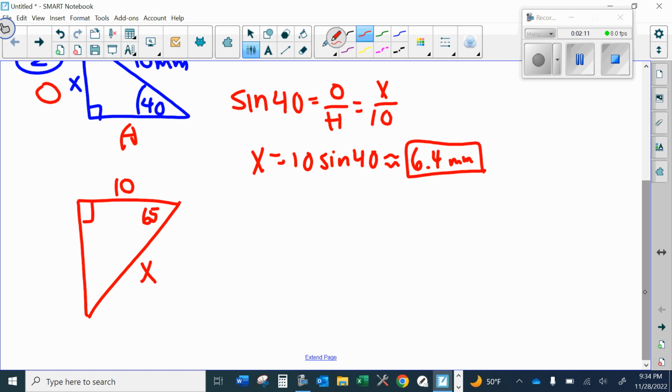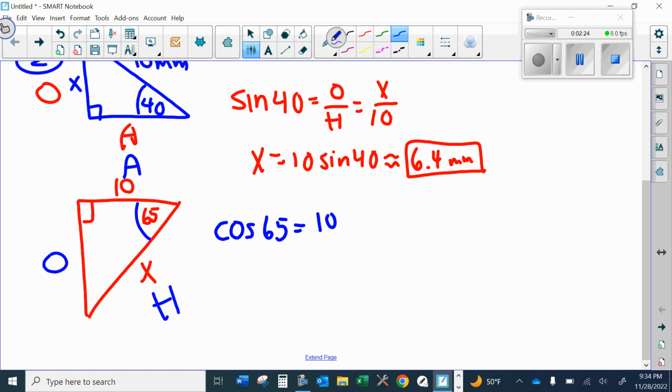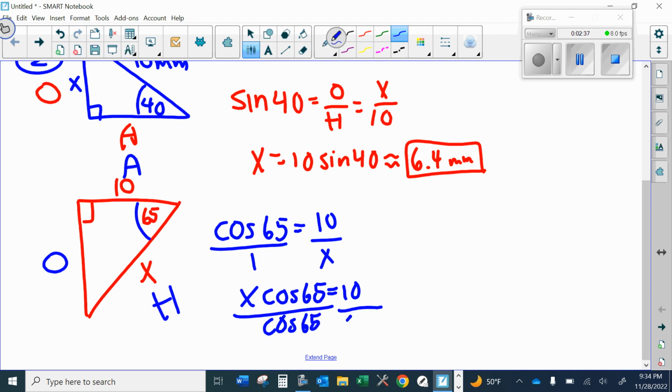Well, obviously, again, I need to identify my pieces. Here is my reference angle. So there's the opposite, there's the hypotenuse, and there's the adjacent. So I'm using adjacent hypotenuse, which is cosine. So the cosine of 65 equals the adjacent 10 over the hypotenuse x. When I cross multiply, I get x cosine 65 equals 10. Now I need to divide by cosine 65 on both sides. And now I'll stick that in the calculator and round to the nearest tenth.